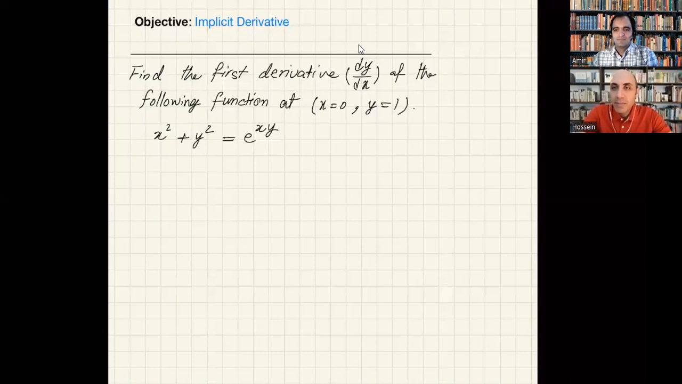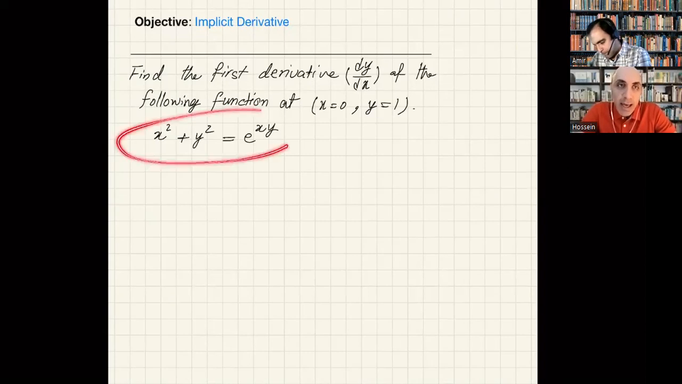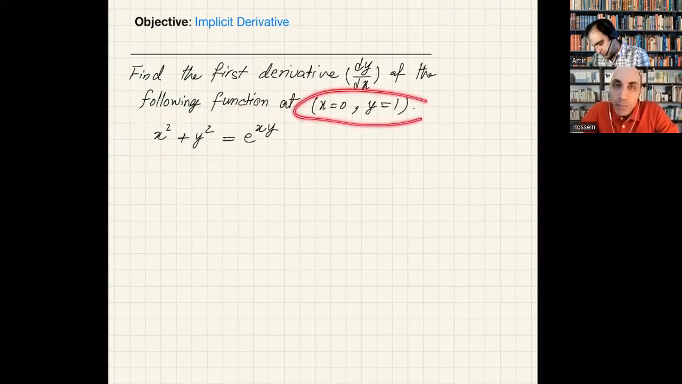Hi everyone. Today I'm going to ask Amir to help me find a derivative of another function. The objective of this video is to use implicit derivative and find the derivative of a function using this concept. So Amir, the problem that you're going to solve is we have a function here, x squared plus y squared equal e to the xy, and you're going to find the first derivative of this function at a specific point. The point is x equals 0, y equals 1.